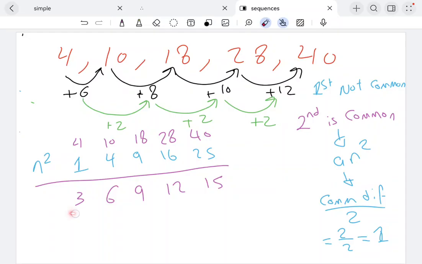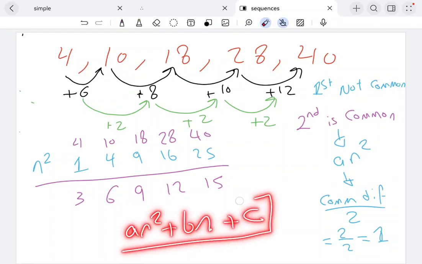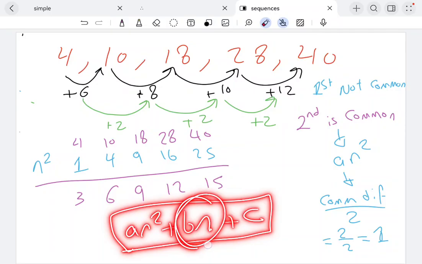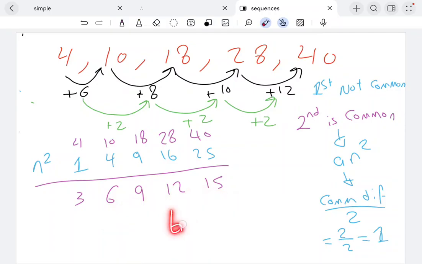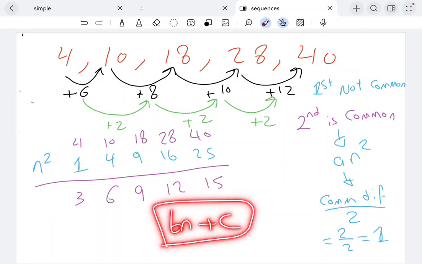If it's minus 5, minus 5, minus 5, minus 5, that's what I mean, if it's constant, it would be n squared minus 5. But here it's not constant, which means my sequence will be an squared plus bn, and maybe also plus c. But for sure, we'll have bn.